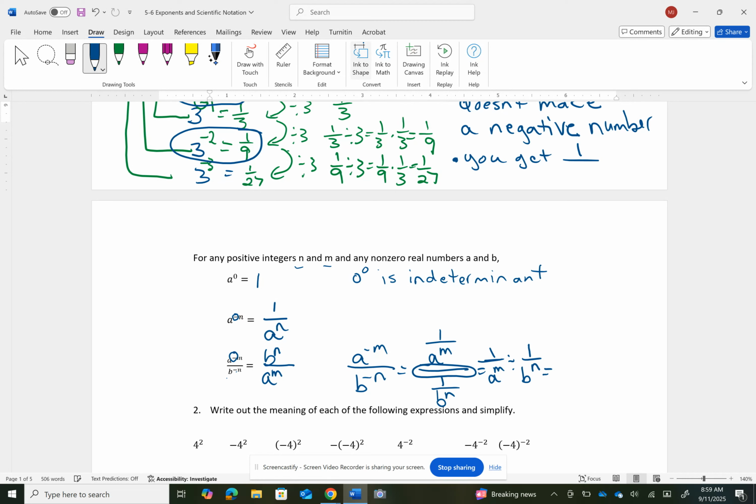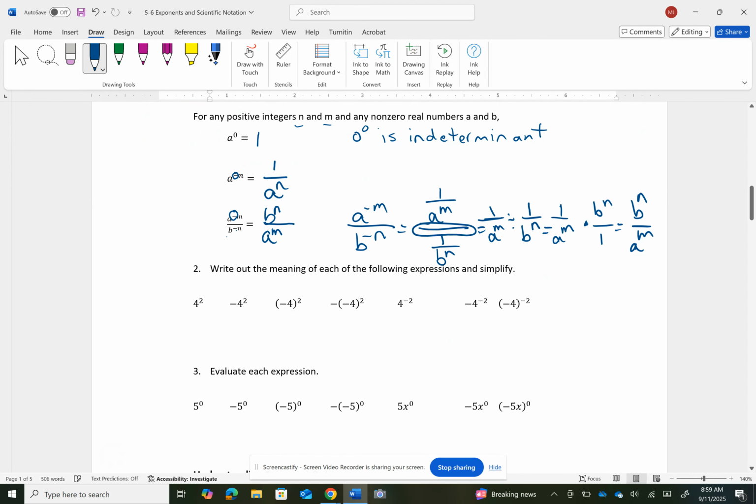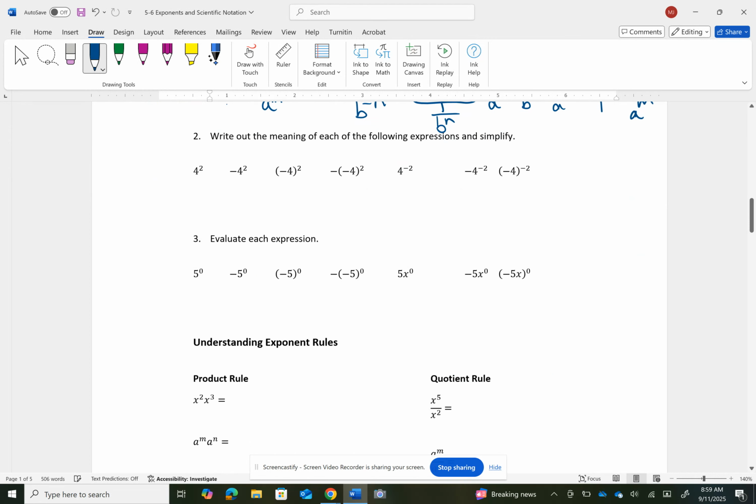And then when you're dividing fractions, you keep, change, flip, and that b to the n winds up on top with the a raised to the m on the bottom. Okay, so that's the justification for that. All right, now we're going to look at just a couple of strings of expressions where you'll notice that it's important to pay attention to the base. What's the base in each of these cases?